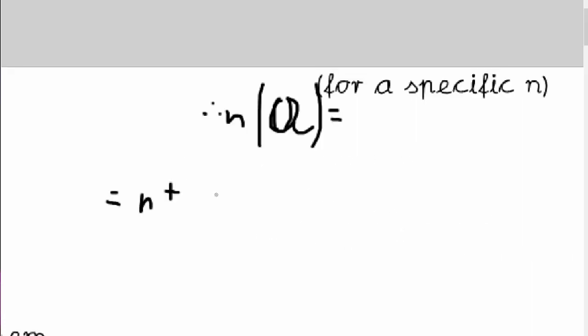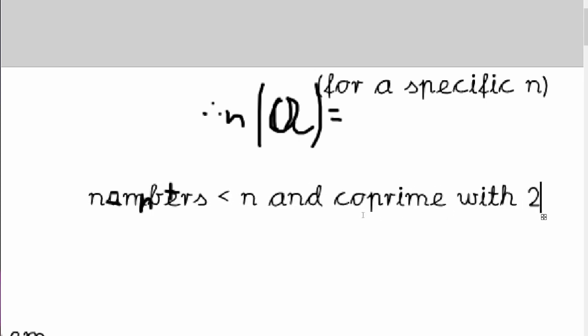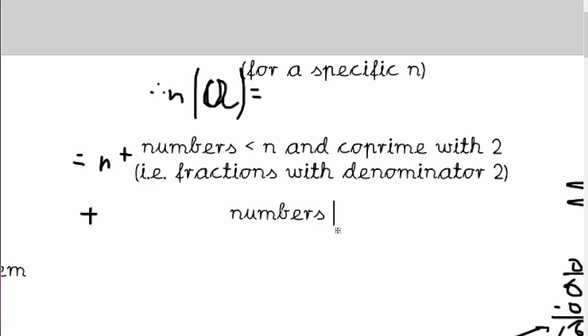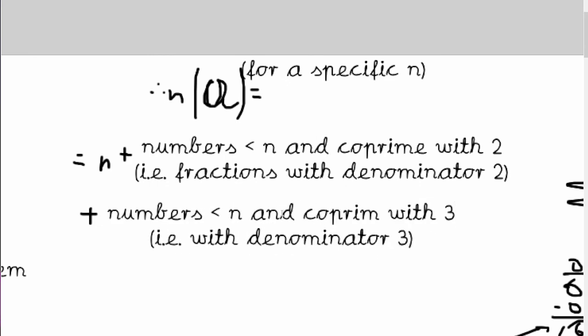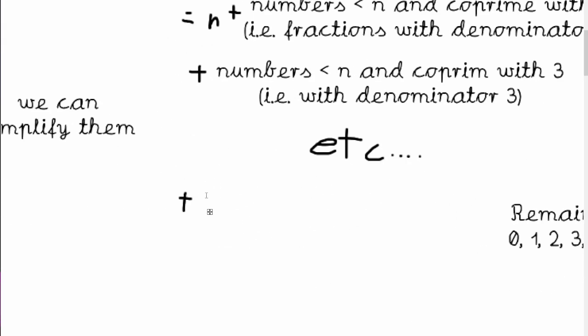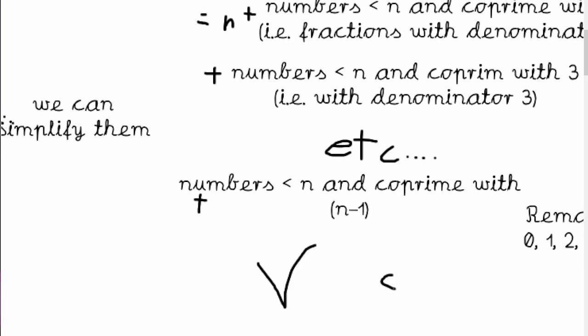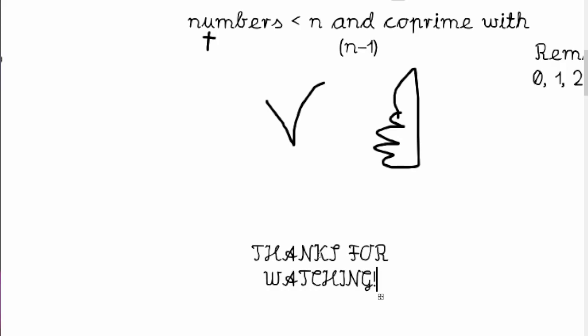So we can describe the value of our function as n plus the number of numbers smaller than n and coprime with 2, plus the number of numbers smaller than n and coprime with 3, and so on up to the number of numbers smaller than n and coprime with n minus 1. It sounds quite complicated, but it works, and I think it was a fun exercise.